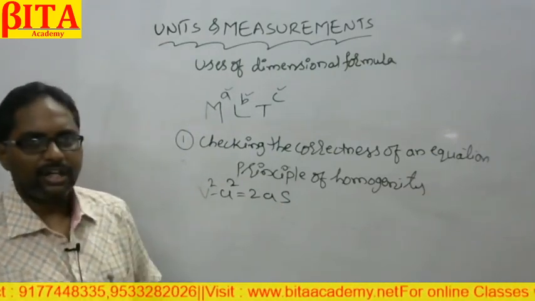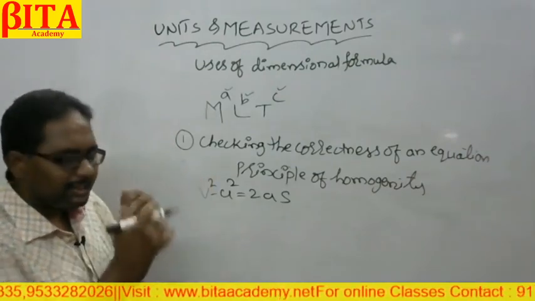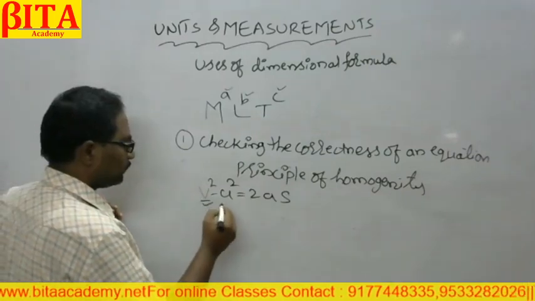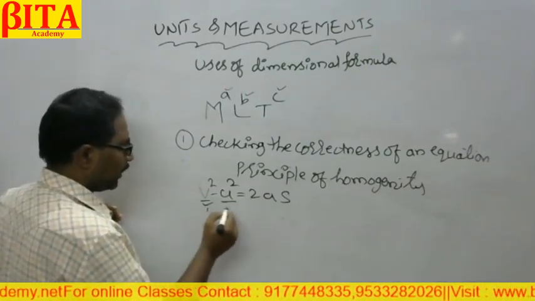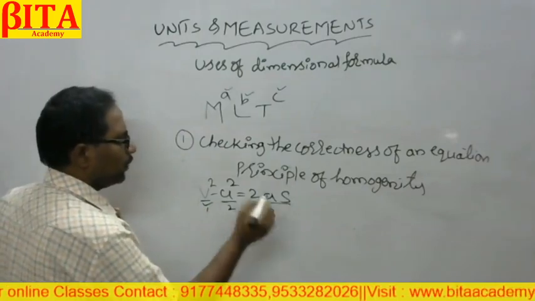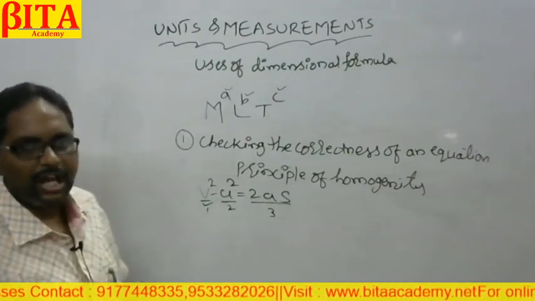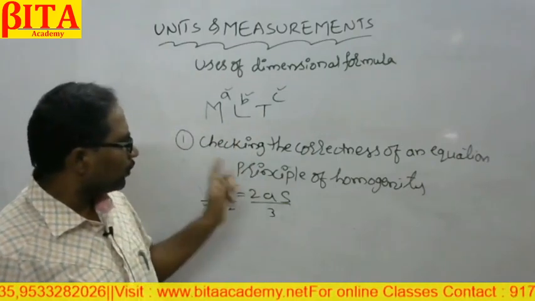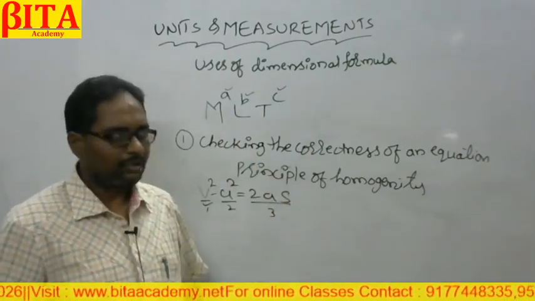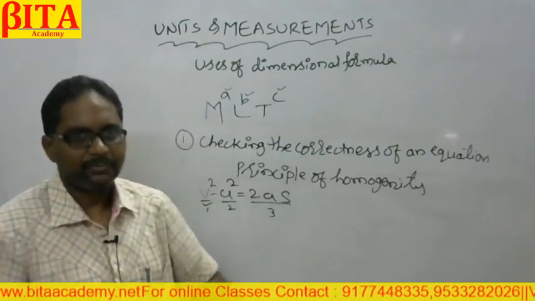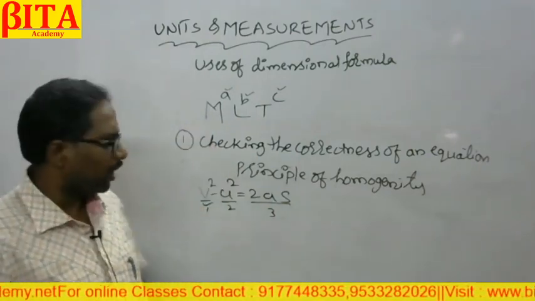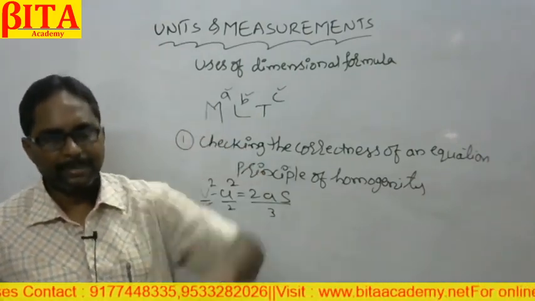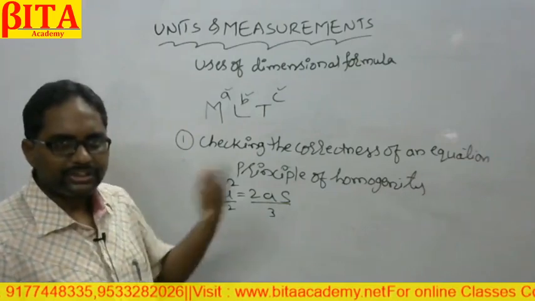Now let us write down the individual parameters in this equation. How many terms are there? First, second, and third term. So three terms are there in this equation, and these three terms must have the same dimensional formula according to the principle of homogeneity. Let us check whether all three terms have the same dimensional formula or not. After that, I will tell you how questions will be asked in your NEET examination. One of the questions we are going to discuss today.